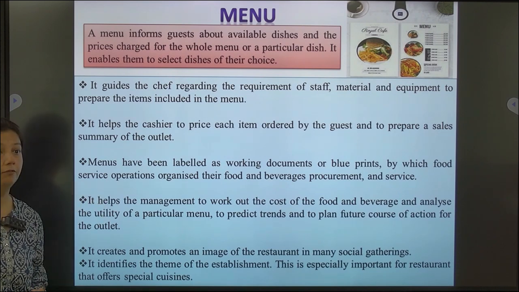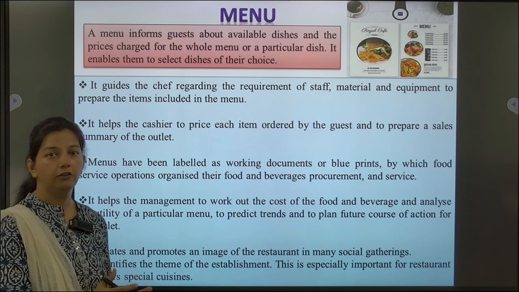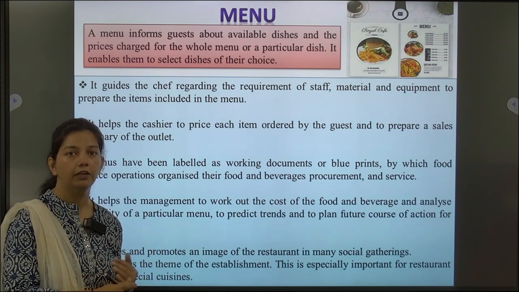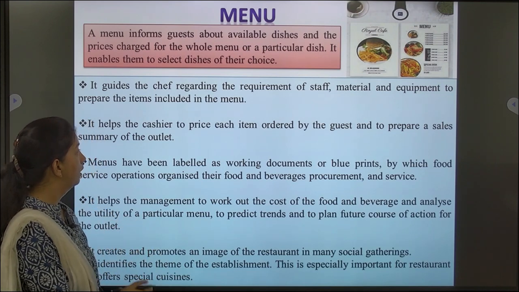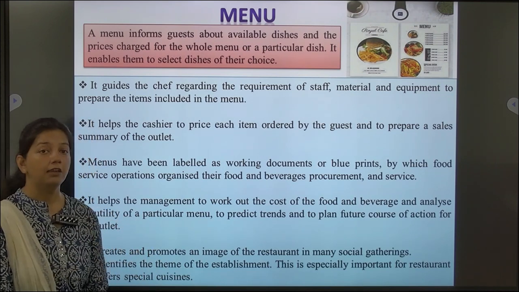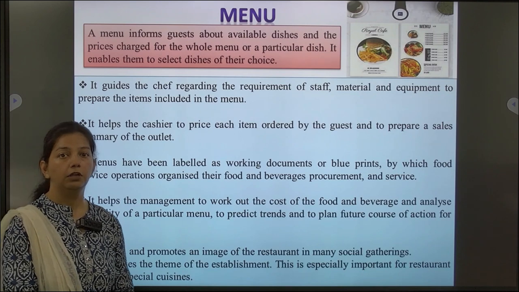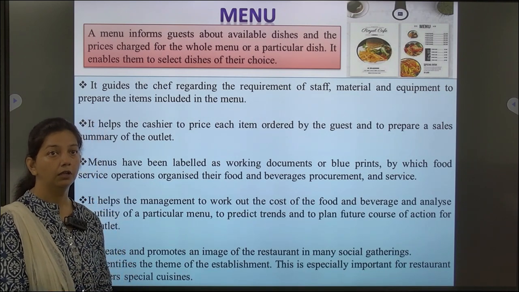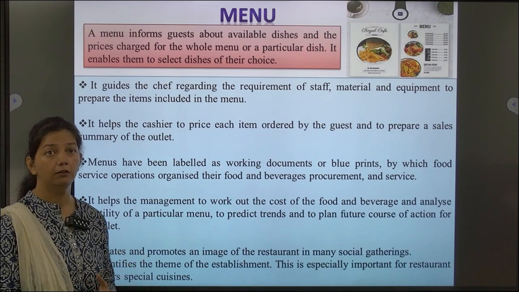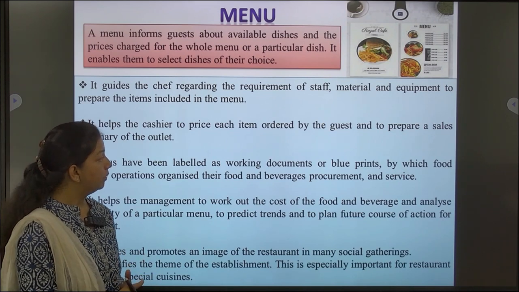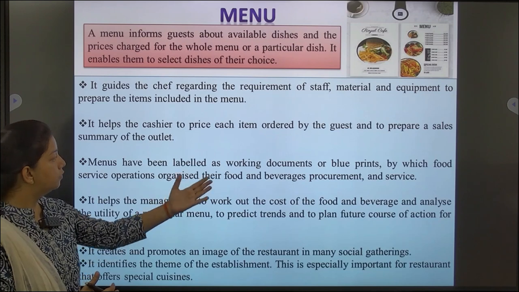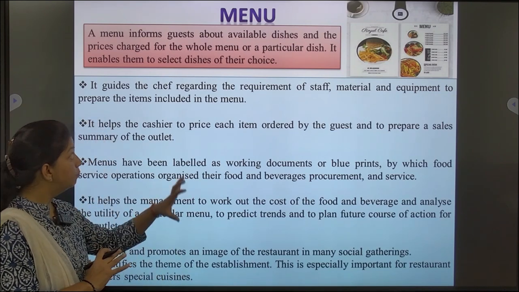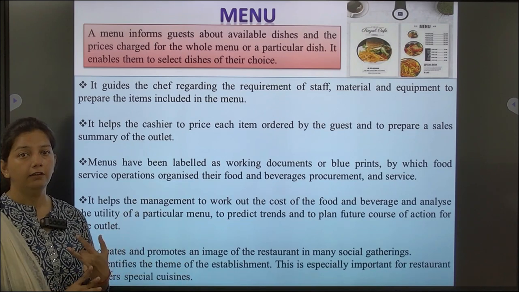Like when the menu is decided for restaurants and hotels, always consider some points before planning a menu, like the staff required, the material used, the equipment used, the likes and dislikes of the customers, the rating of the hotels and the restaurant, and the economy, the procurement of the foods and beverages. So menu will decide the whole management of all hotels and restaurants.